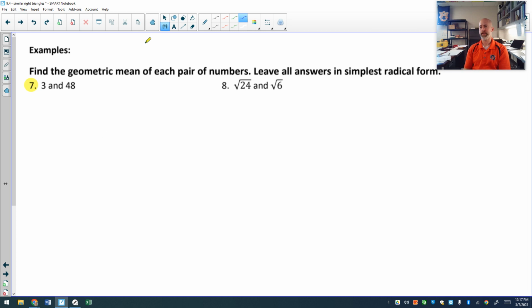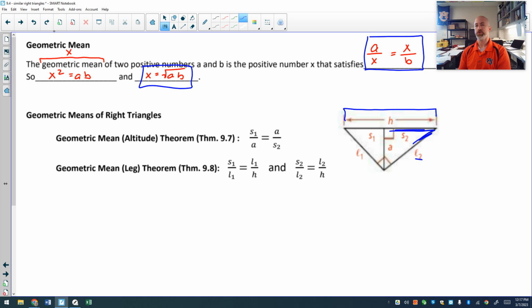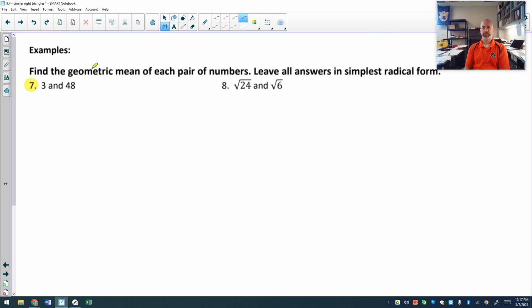And so this next page, let's see, we're finding geometric mean of 2 numbers, and then we'll come back and we'll tie it to the right triangles with altitudes. So the geometric mean of a pair of numbers. And we're going to now simplify answers. We're not going to give decimals for radicals anymore. I do expect you to simplify them. And the geometric mean is the number x. Now, if you want to set it up as a full equation, it's 3 over x equals x over 48. But that will always turn into x squared is 3 times 48.